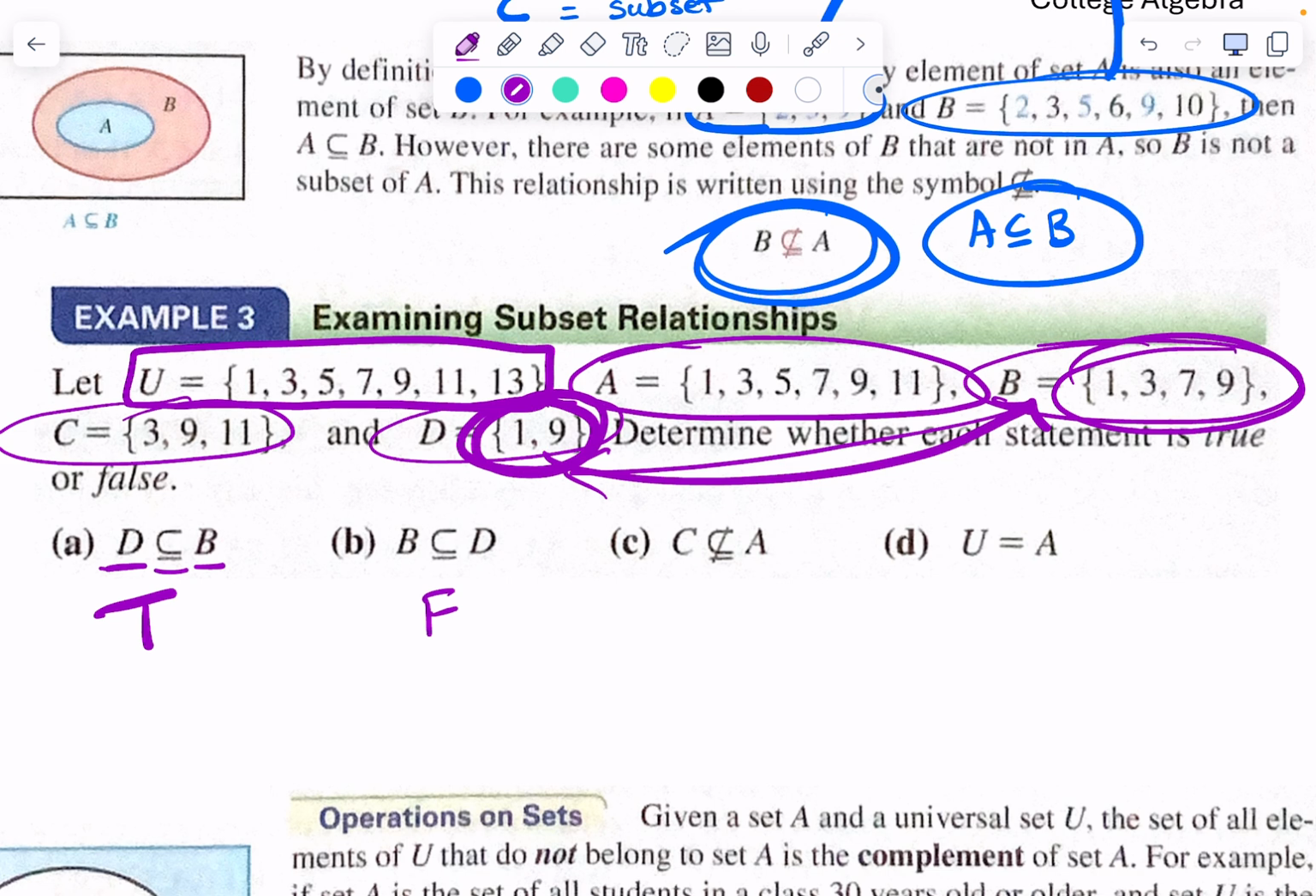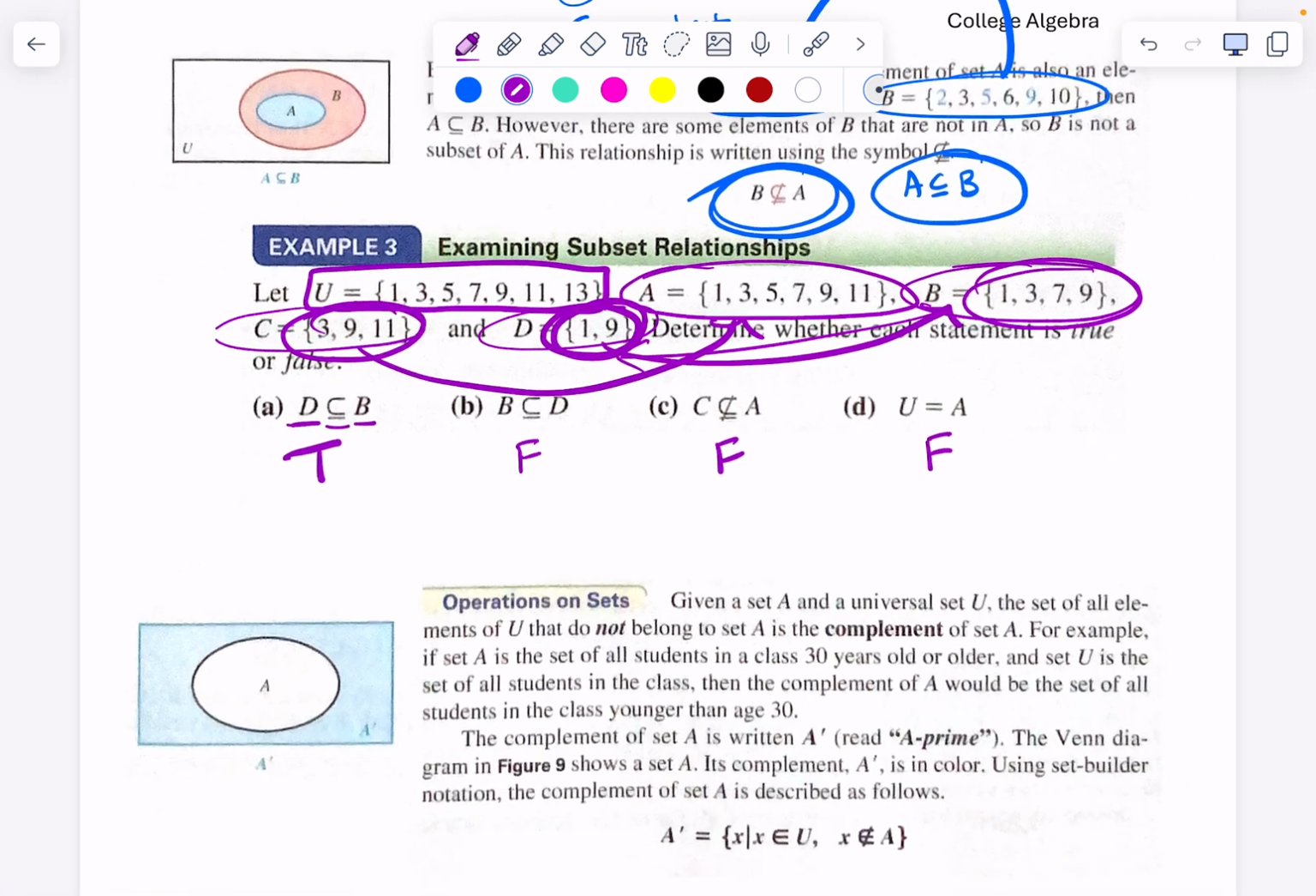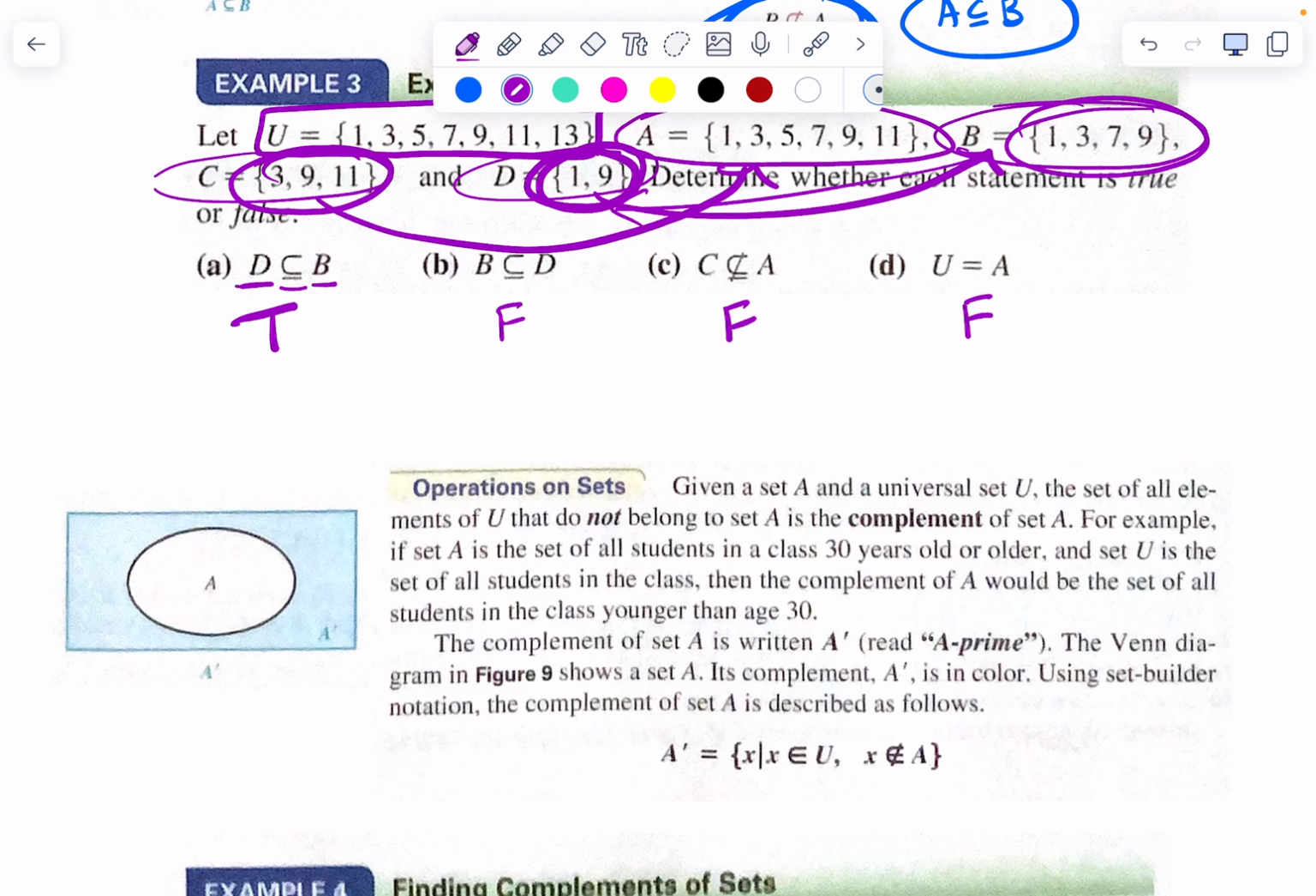Okay, C is not a subset of A. C does not go into A. False. C does go into A. C is a subset of A, so that would be false. And then U is equal to A. No, because it's missing 13, so false. U is not the same thing as A. This was pretty easy, right? Pretty close.